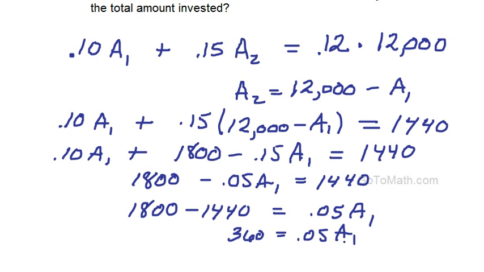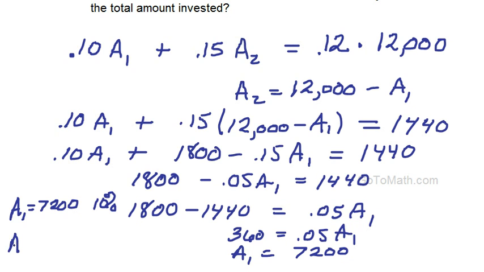And we multiply both sides by 1 over 0.05, or take that diagonally down here. I'm going to write this A1 over here, is equal to, so we got 360 divided by 0.05, and that's giving me 7,200. So this is going to be the first amount. Let's just write this over here. So A1, that first amount, you're going to invest $7,200 at 10%.